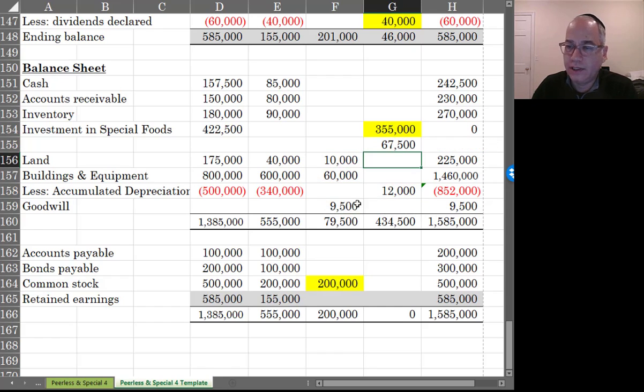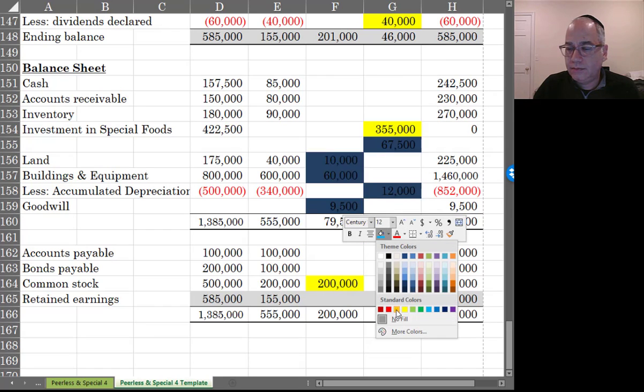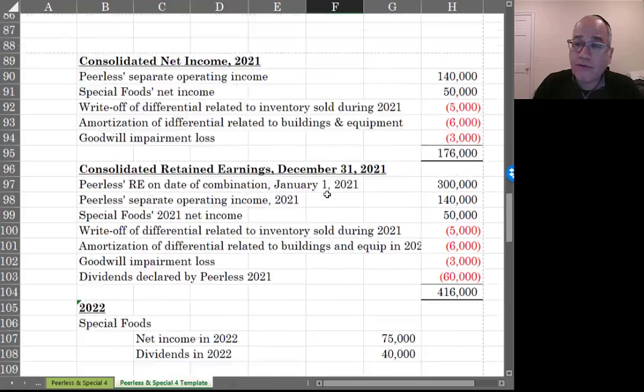I'm going to have one more in a moment. And I'm going to get a credit 67.5. And I'm always very excited when I see this investment account go down to zero. And then I've got the accumulated depreciation entry, which is again 300,000.